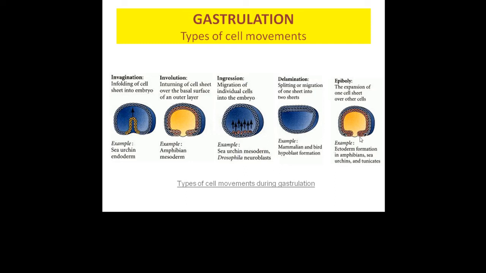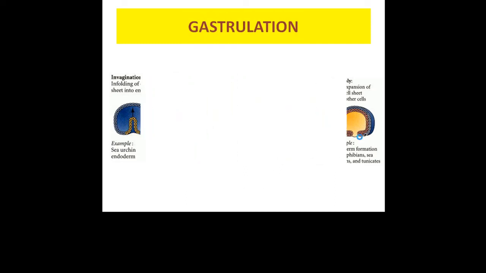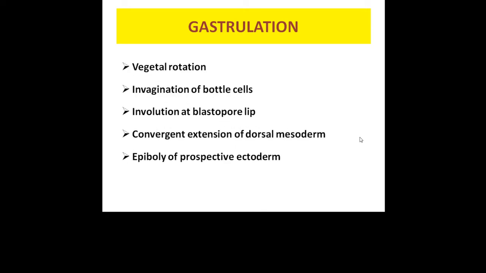Once we know these basic movements, now let's move to the process of gastrulation in frog. In frogs, the gastrulation is brought about by some steps which include vegetal rotation. That means the cells in the vegetal region undergo rearrangement. The process is called vegetal rotation.